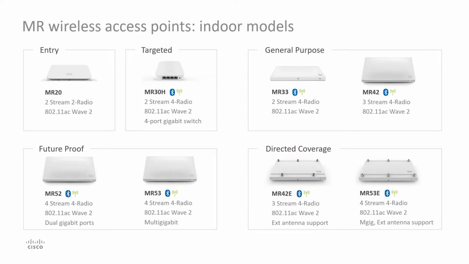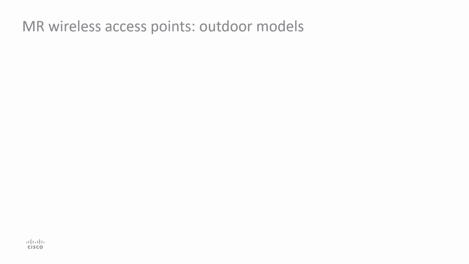In this graphic, you can see that some access points have 3 radios or 4 radios, and also the Bluetooth symbol. I will explain what this means on the upcoming slide. Let's take a look at the outdoor access point models. There are 3 models here divided into entry-level, general purpose, and future-proof.